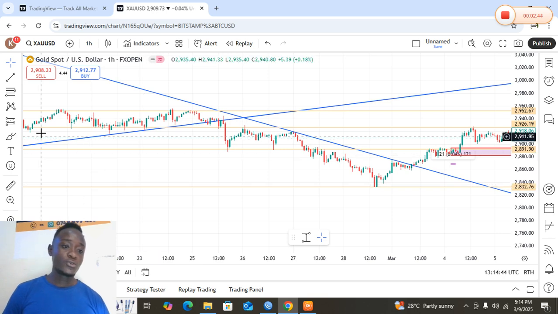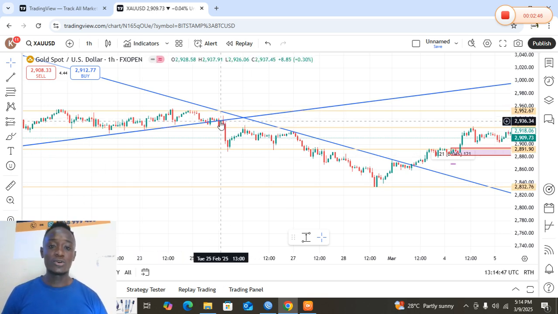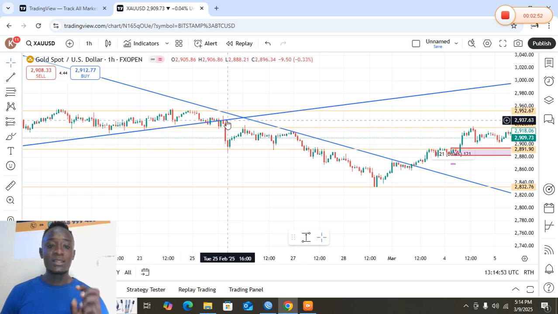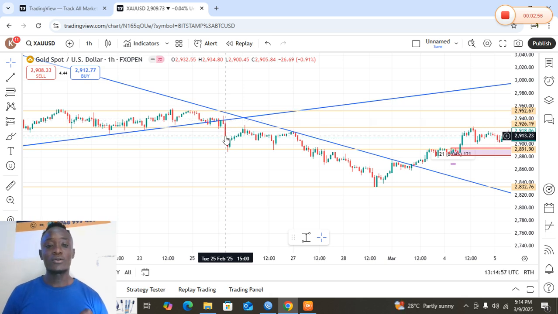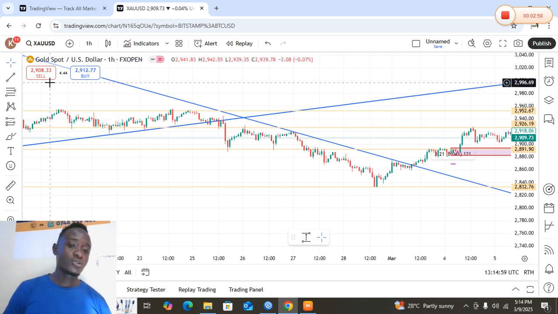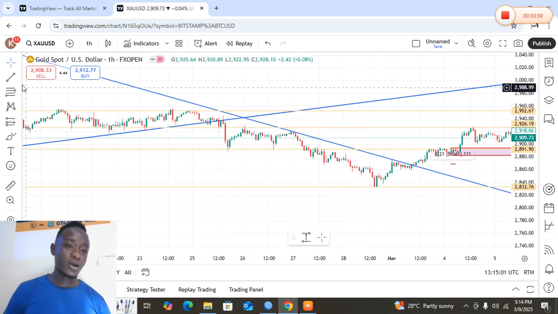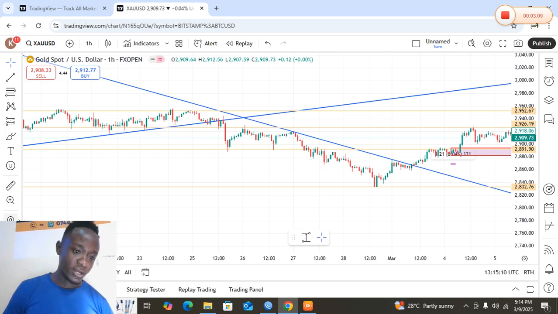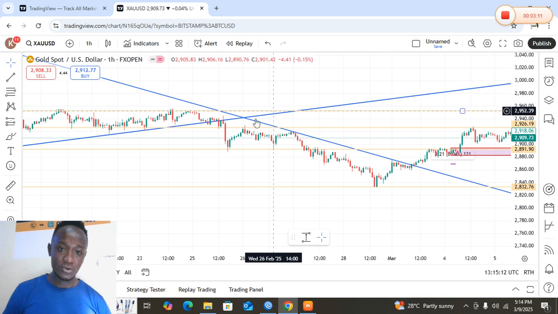So how do you now execute your going short order? Since the market broke our lower trend line, now it's giving us signals that the market will be on a retracement. So now what we do, we clearly mark that zone as a support area. No, it's a supply zone.